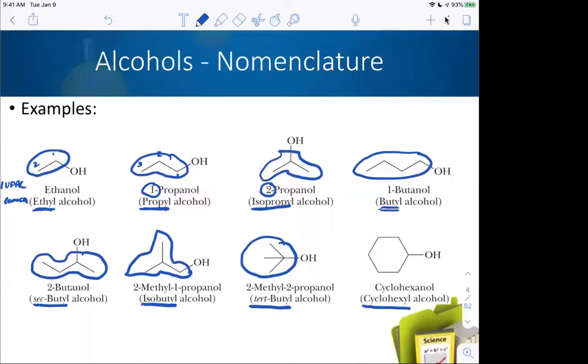You can also see that as I do the IUPAC route, I do have to indicate locations for where my alcohol is or where any other substituents might be. So you have to make sure that you consider all of the different rules that we've learned for IUPAC and make sure that you incorporate them into this functional group naming procedure as well.